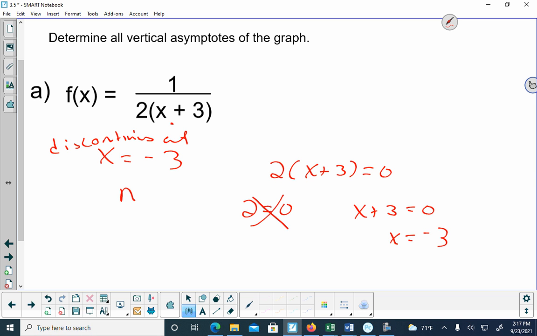So it's discontinuous at x is equal to negative 3. It's non-removable, yes? If it's non-removable, I really don't need to graph it. I could graph it if I want to, but I don't need to, because if it's non-removable and that discontinuity is in the denominator, that forms a vertical asymptote. And you've already done this in Algebra 2, and this vertical asymptote is going to be x is equal to negative 3. Moving on.